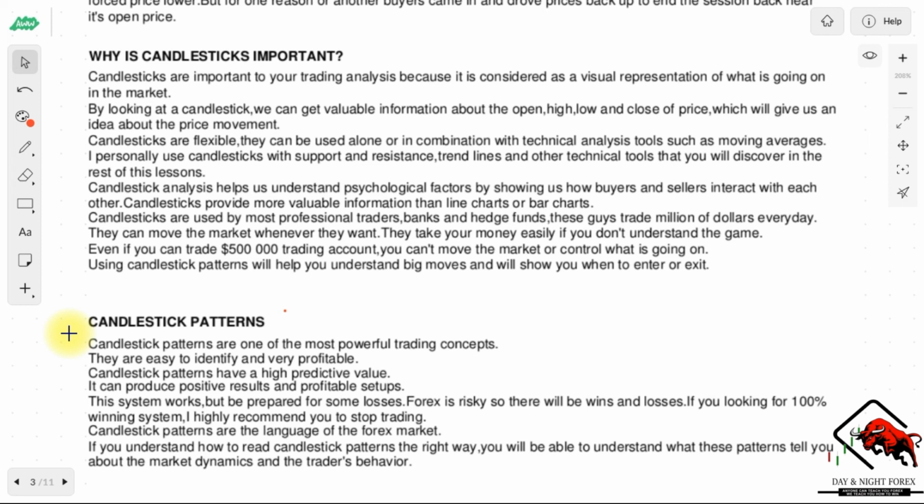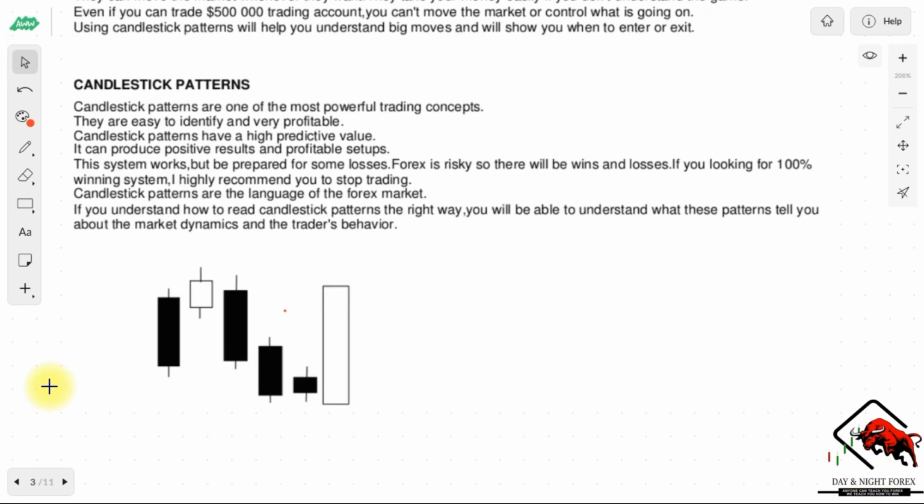As I said, we're going to go into detail on a selective amount of candlesticks that we're going to be demonstrating, which are key for you to understand this whole strategy and to win in this market. Candlestick patterns are one of the most powerful trading concepts. They are easy to identify and very profitable. Candlestick patterns have a high predictive value. They can produce positive results and profitable setups. So the system works, but be prepared for some losses.